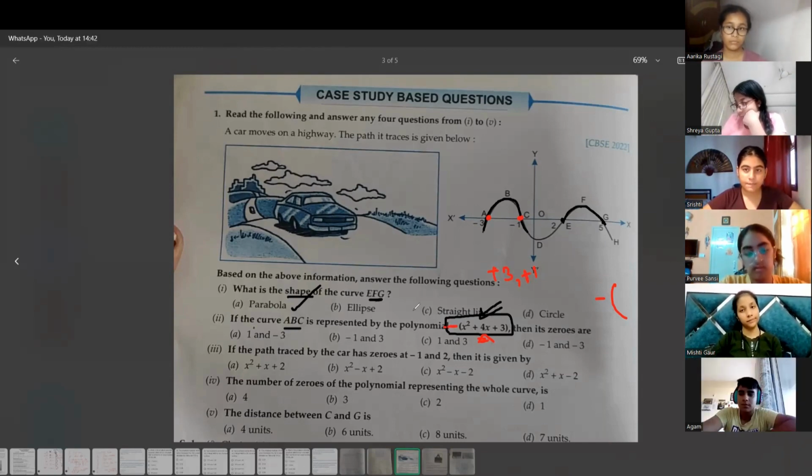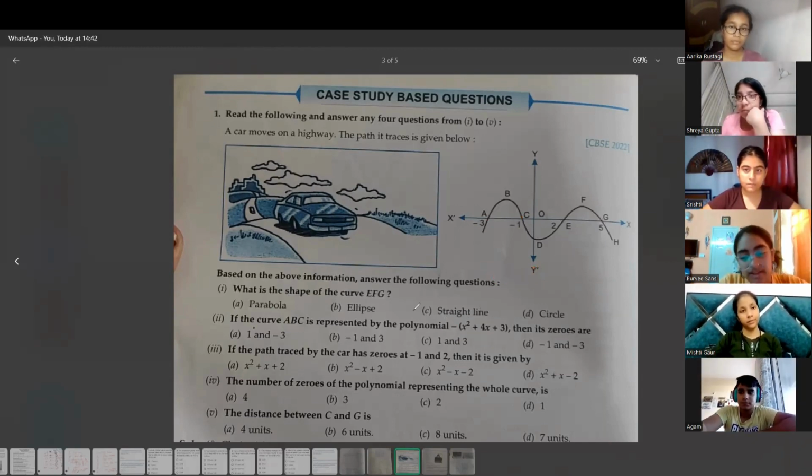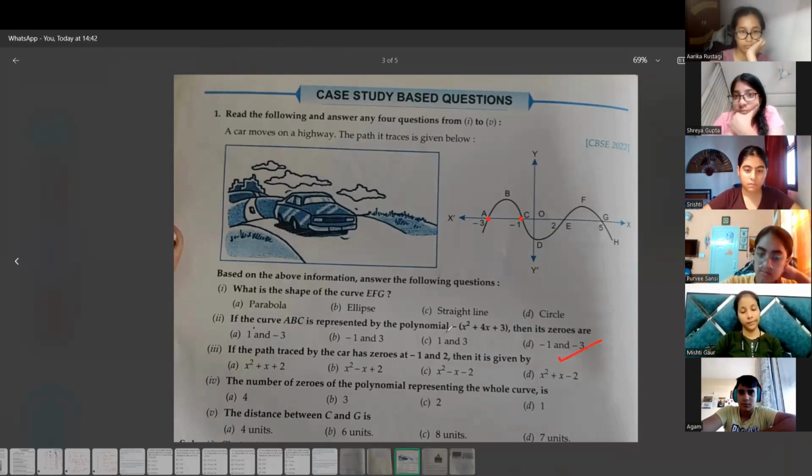Purvi, are you concentrating here? Yes, ma'am, I'm writing. So if you have the graph in front of you, the point at which the parabola is intersecting the x-axis, that is the zero itself. So the answer is -3 and -1. Is that clear everyone or not? Yes, ma'am. Clear?